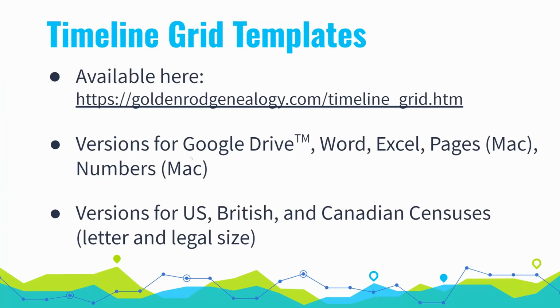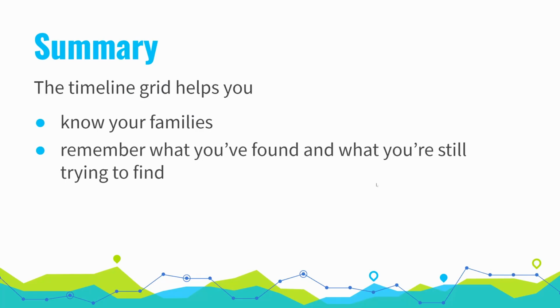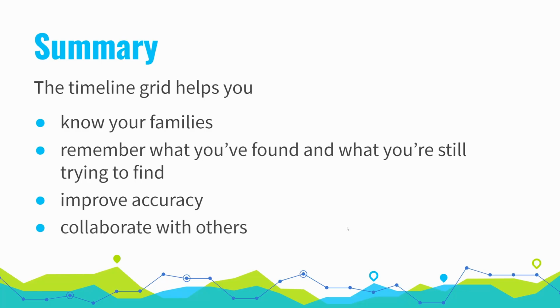So we just noted here that there are versions for these different applications and for these different countries. And if you have a request for another country, please let me know and I'll just make a template for that country. So far, this seems to hit the use case for most of the people using the timeline grid, but I'd be very, very happy to add timeline grids for other countries where censuses are used. So that brings us to the end. By way of summary, the timeline grid helps you know your families, remember what you found and what you're still trying to find, improve accuracy, and collaborate with others.